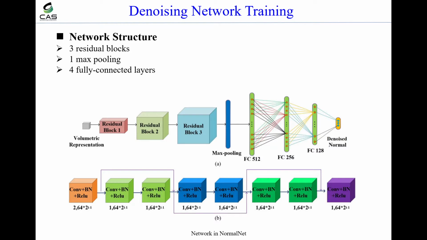The representation is then fed to the network to obtain the normalized denoised normals. The network is made up of 3 residual blocks, 1 max pooling layer, and 3 FC layers. The output normals should be denormalized by rotation. Then the vertex positions are updated according to the normals.